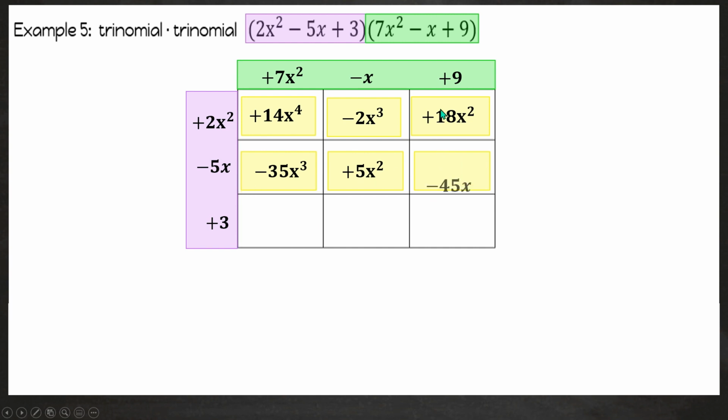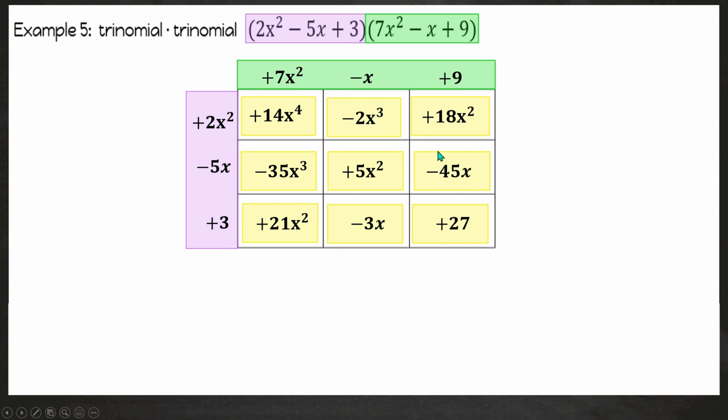Negative 5x times a positive 9, we get a negative 45x. 3 times 7x squared is going to be a positive 21x squared. Positive 3 times negative x is a negative 3x. And then finally, we have positive 3 times a positive 9, and we get a positive 27.